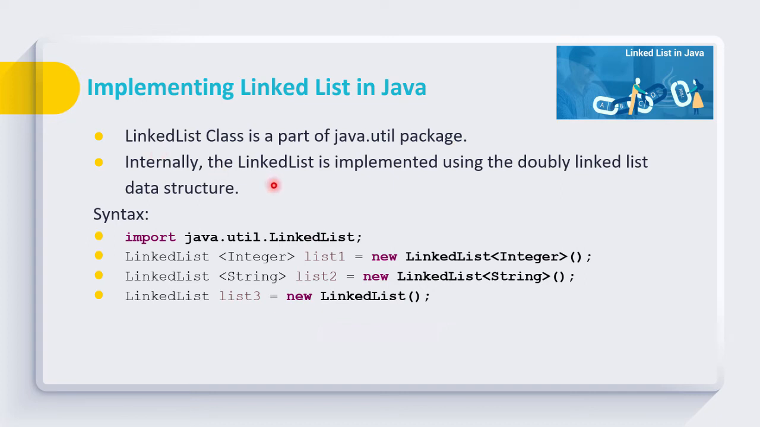It is important to remember that this linked list class is actually implemented internally as a doubly linked list. Here you can see that after importing our desirable package, we are creating the object of this linked list class. During creation of this object, we can specify the type of data it will contain. In this case, list1 can store only integer data, while list2 can store string data. In case of declaration of list3, we have not mentioned anything. It means that list3 is open and it can store mix of data types.